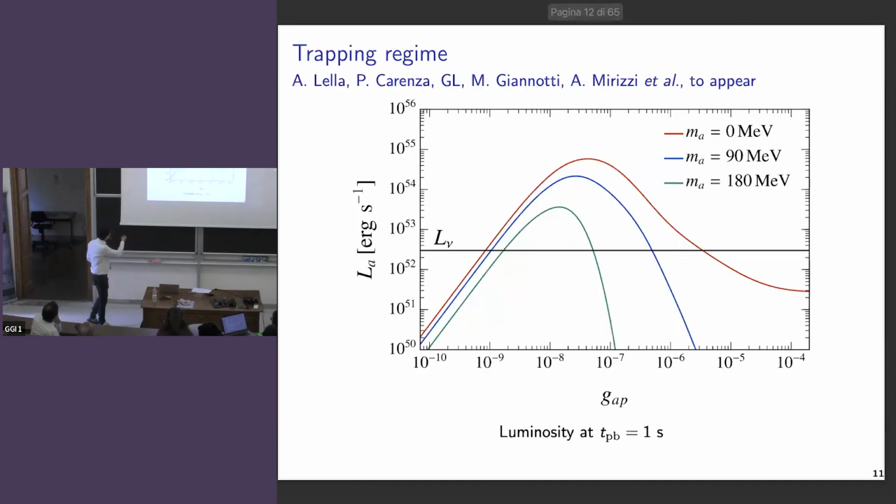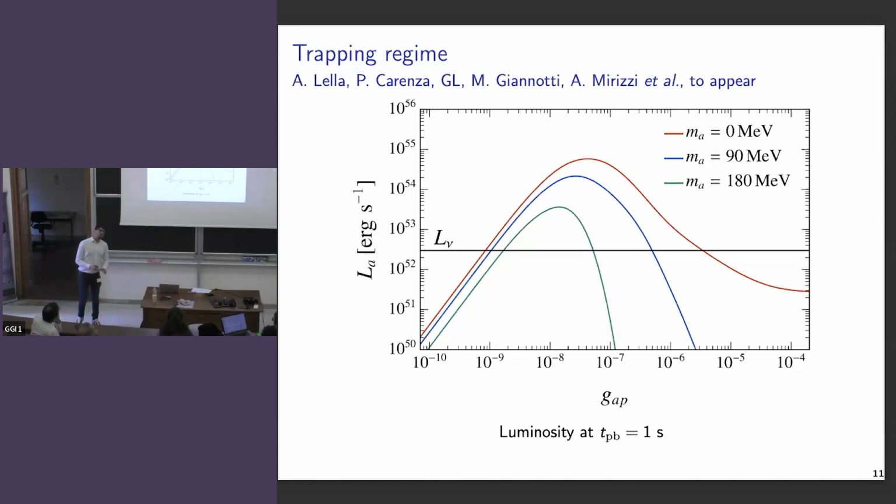And actually here you can see, and this is taken from a paper that is going to appear, the axion luminosity as a function of the axion-proton coupling for 3 different values of the axion mass. So now let's look at this plot together. You can see that for low values of the axion-proton coupling, the luminosity increases as the square of the coupling constant, since axions are in the free streaming regime. But then the luminosity reaches a peak, and then it starts to be suppressed.